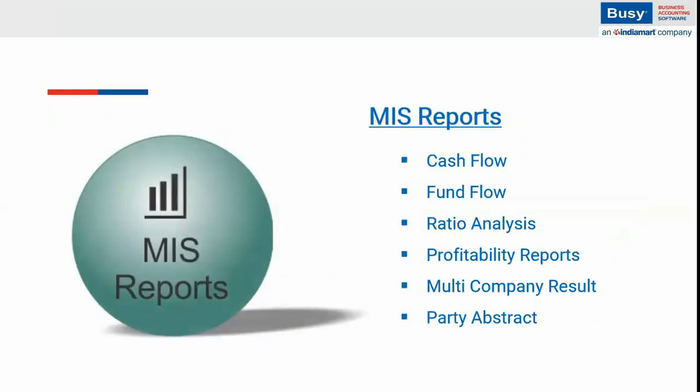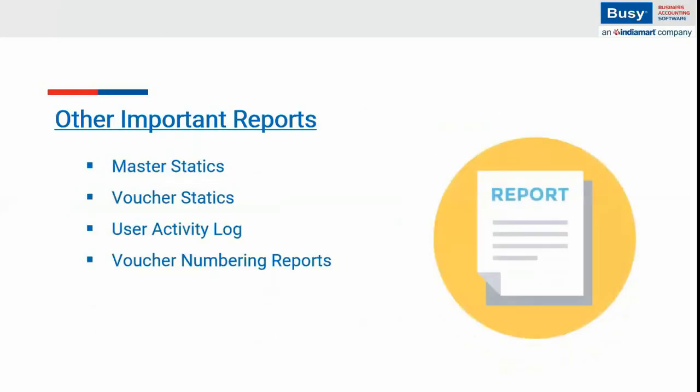Here we will discuss the MIS report. In this MIS report, there are many types of reports available like cash flow, fund flow, ratio analysis, profitability report, multi-company result, party abstract, etc. Important reports like master statistics. You can see how many masters are created by yourself, how many vouchers have been entered by you, and what all activities are done by the particular user. User wise also you can check, all user wise, one user wise.